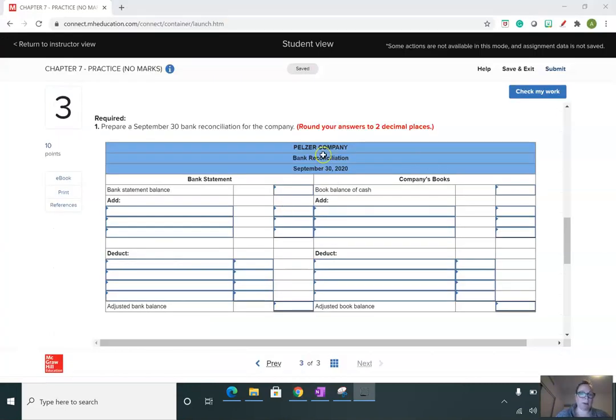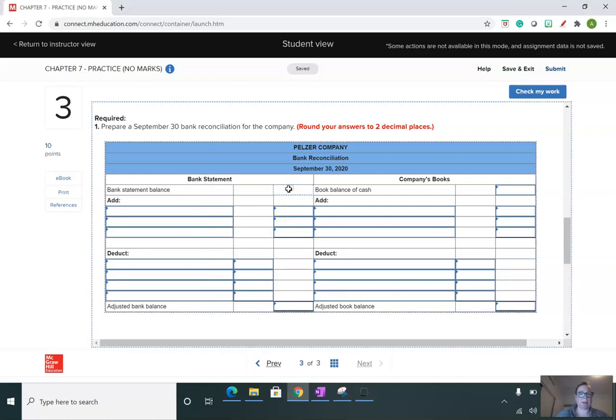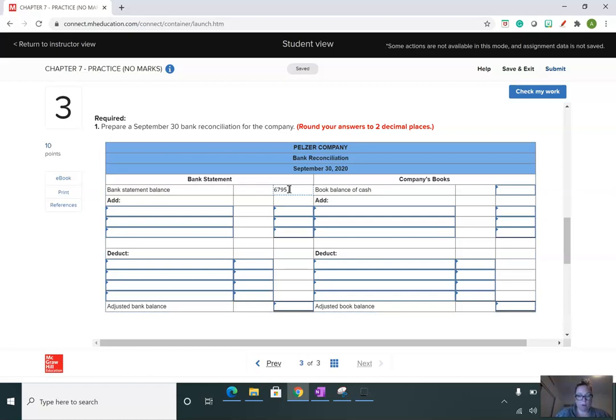So here's my reconciliation report, and I'm just working on this bank statement side. So I'm going to start with the bank statement balance, and that was 6795.50.